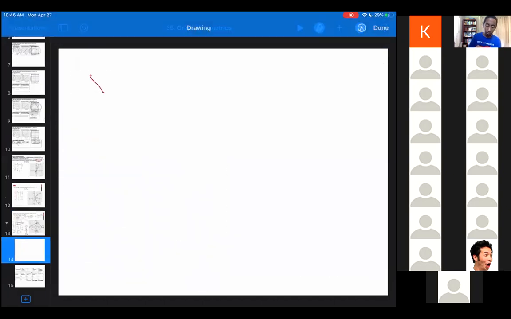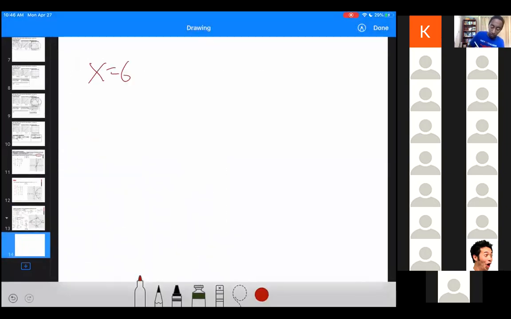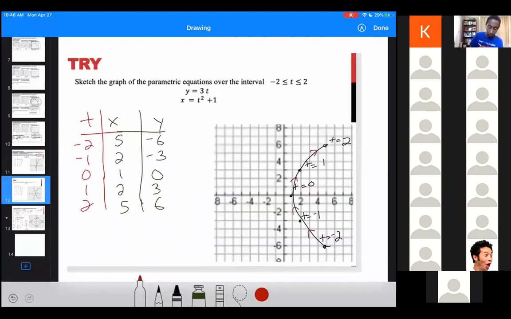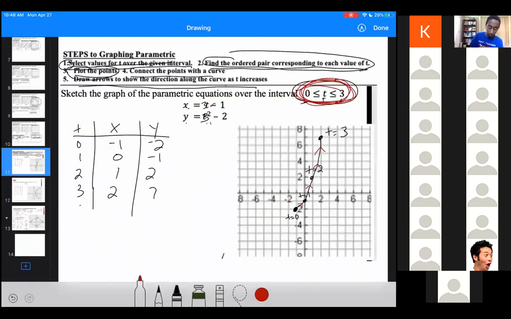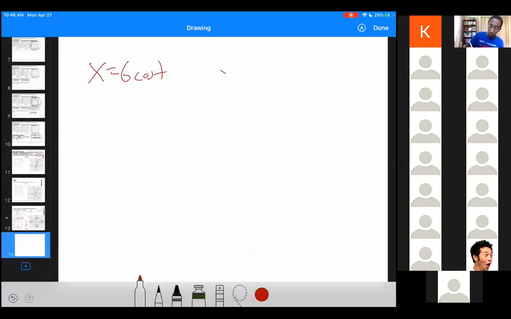So we have x equals 6 times cosine of t, and y equals 4 times sine of t. So how did that create an ellipse?